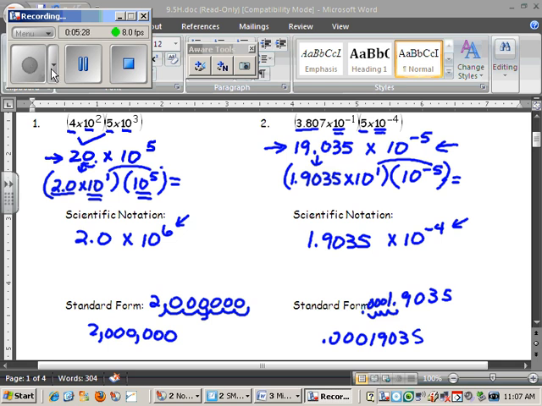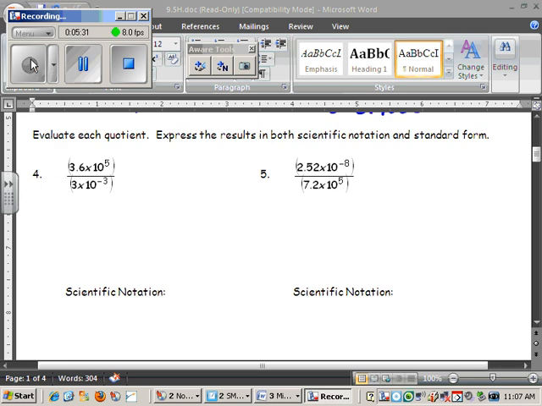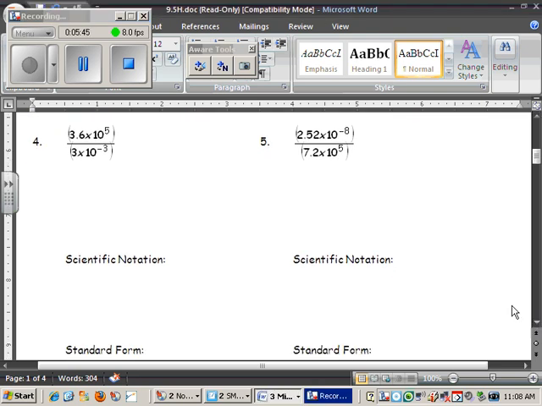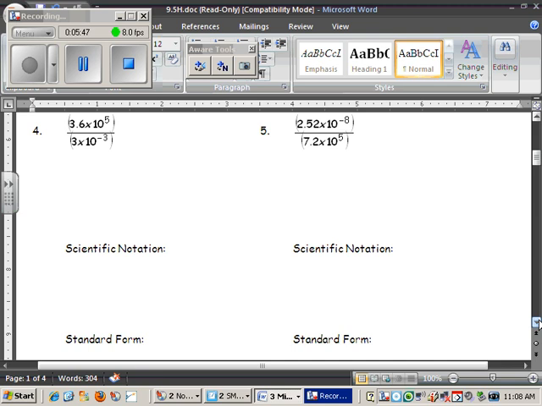Now let's take a look at some additional examples. In the next two problems, we will evaluate each quotient, and we will express the results in both scientific notation and standard form once again. So let's take a look at how we might approach problem 4. Problem 4 says 3.6 times 10 to the 5th divided by 3 times 10 to the negative 3rd. Because this line indicates division, we will actually divide the numbers 3.6 and 3. And 3.6 divided by 3 equals 1.2.